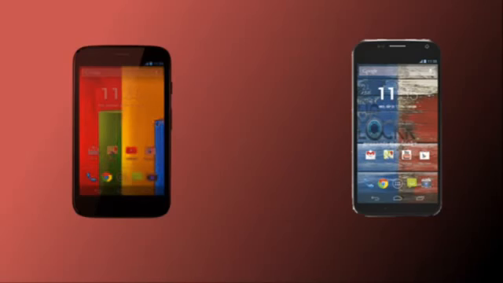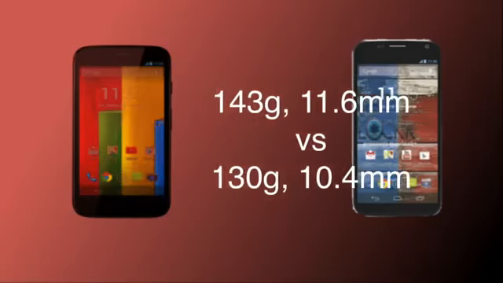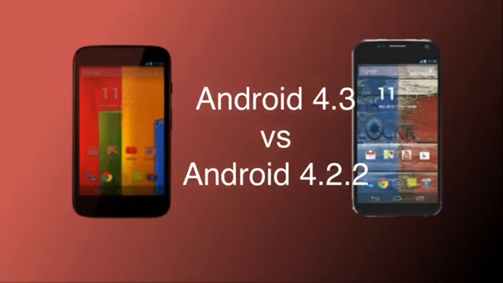Looking at the weight and dimensions of both devices, the Motorola Moto G weighs 143 grams, which is slightly higher than the Motorola Moto X at 130 grams. In terms of thickness, the Motorola Moto G is also slightly thicker than the Motorola Moto X at about 11.6 millimeters, whereas the Moto X is 10.4 millimeters thick. Looking at the software, the Motorola Moto G comes with Android 4.3, whereas the Motorola Moto X comes with Android 4.2.2 out of the box.